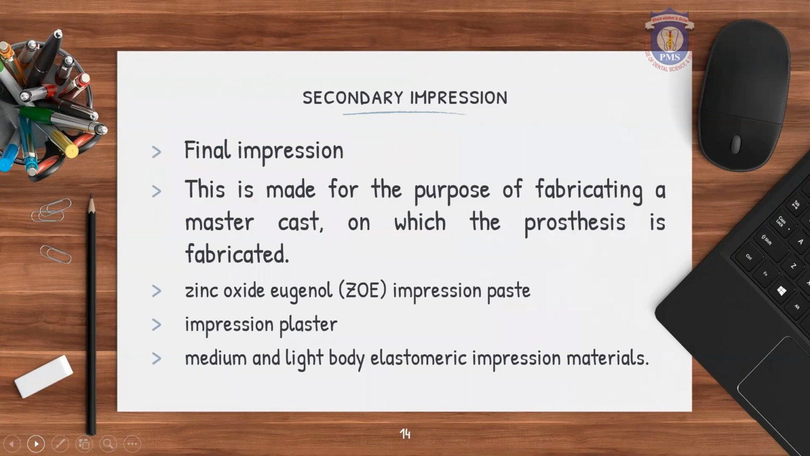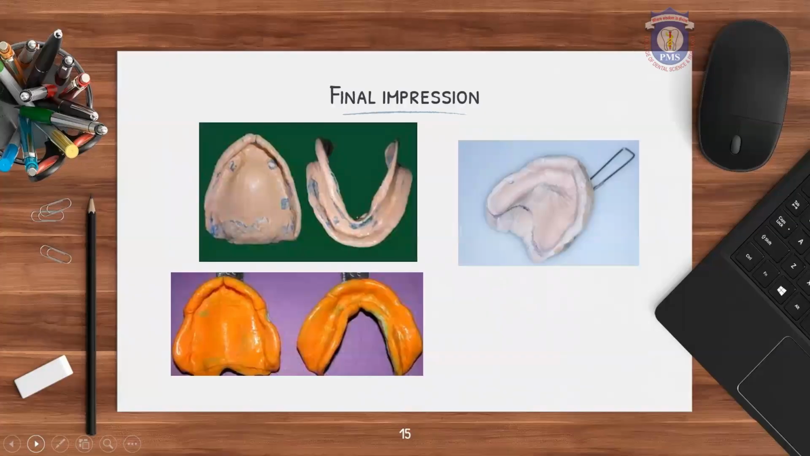The third one is secondary impression, also known as final impression. This is made for the purpose of fabricating a master cast on which the prosthesis is fabricated. The materials used here are zinc oxide eugenol impression paste, impression plaster, medium and light body elastomeric impression materials. So the final impressions shown here are with zinc oxide eugenol impression paste, impression plaster, and elastomeric impression material.